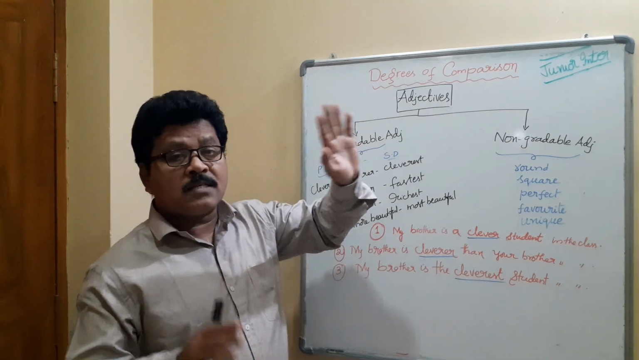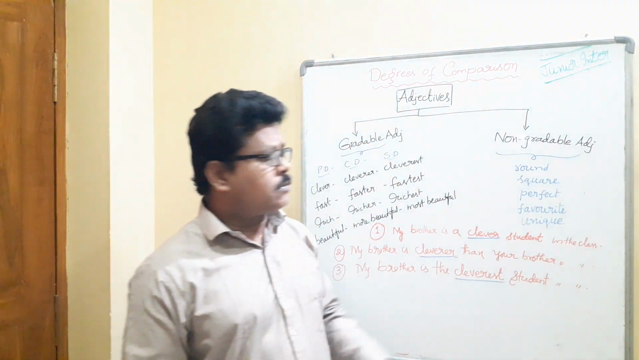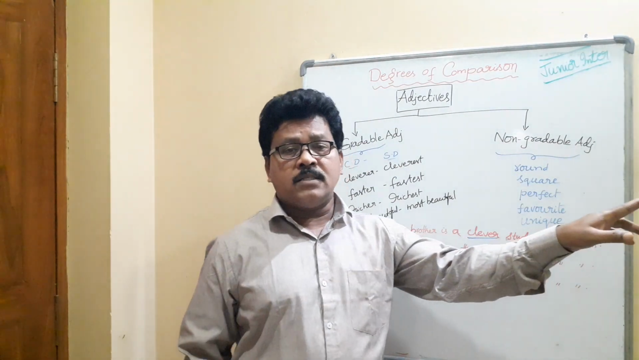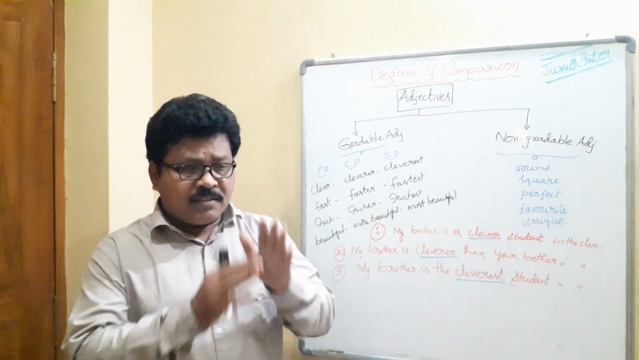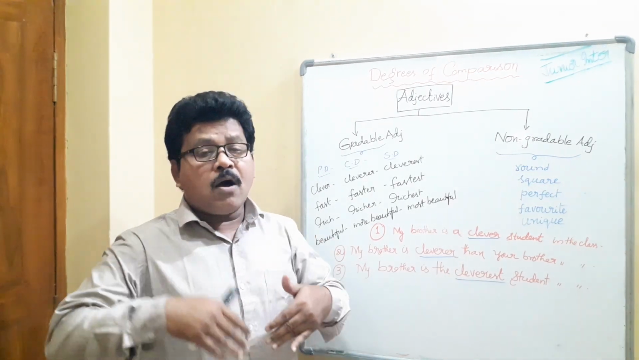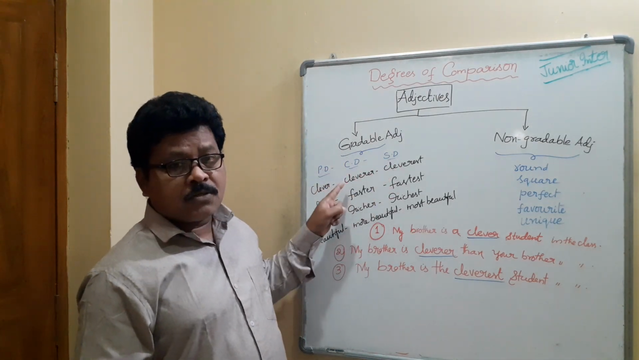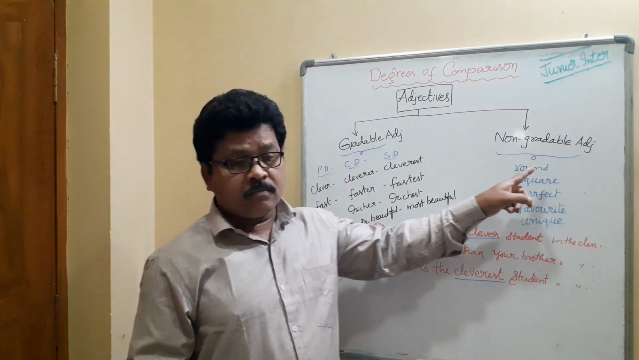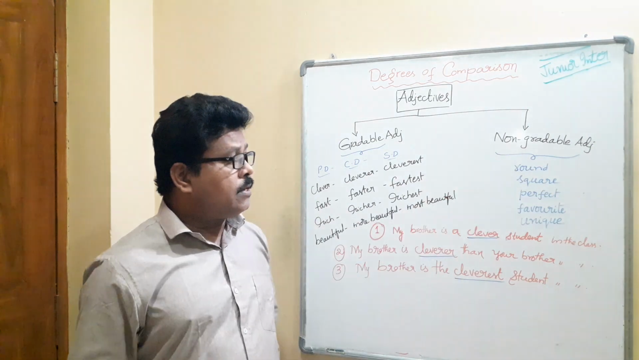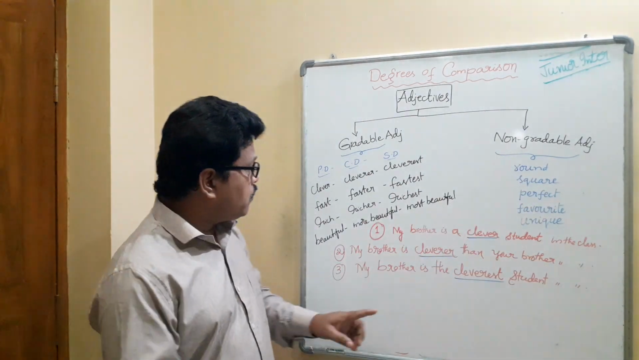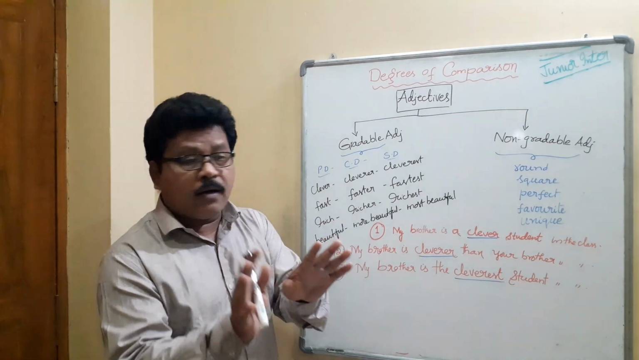On the other hand, some adjectives, very few adjectives, are non-gradable adjectives. We can't grade them. They are fixed. They don't have any other forms, whereas gradable adjectives have other forms. They can't be changed. They are fixed.